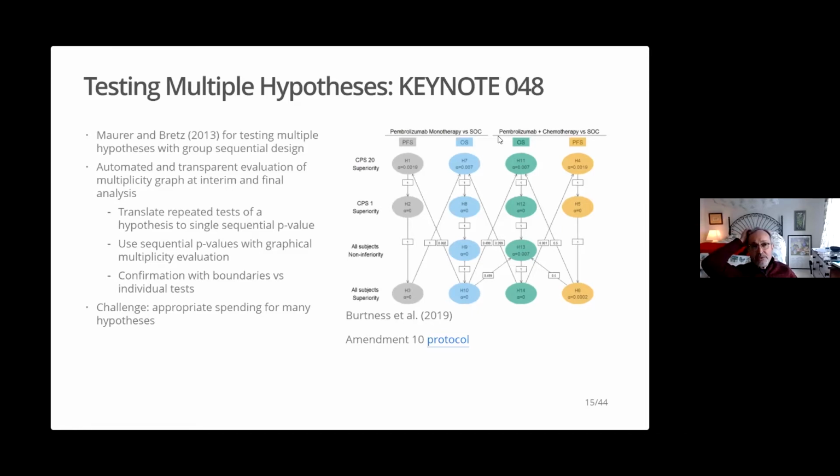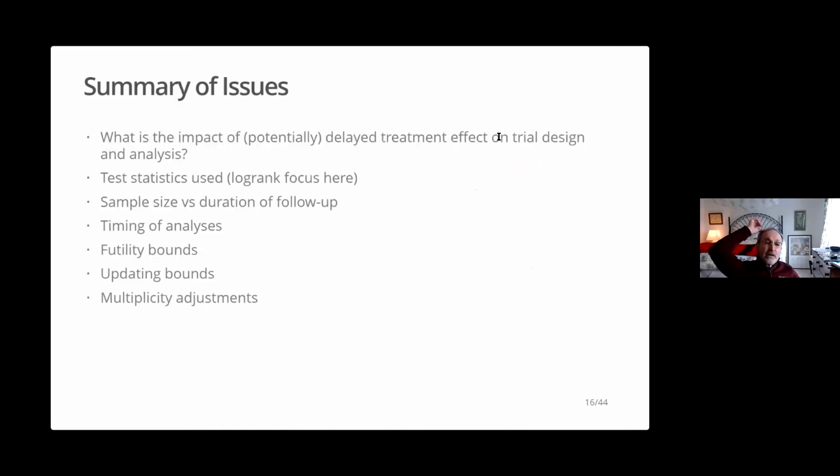It's more common that we would have 3 to 6 hypotheses rather than 14 as we have here. Anyhow, so summary of issues. I'll try to keep track of my time. What's the potential impact of delayed effect?